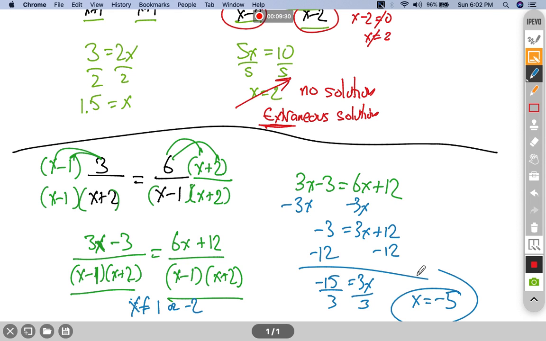The other thing to do is plug that in. If I plug into here, I can say 3 over negative 5 plus 2 equals 6 over negative 5 minus 1. So negative 5 plus 2 is a negative 3. 3 over a negative 3. Negative 5 minus 1 is negative 6. I get negative 1 equals a negative 1, and that checks. So that is always a good idea. Plug it back in and check. But the first thing you look for is, hey, is it one of these asymptotes? Is it something that's going to give me problems?